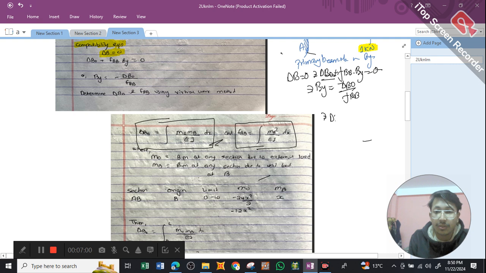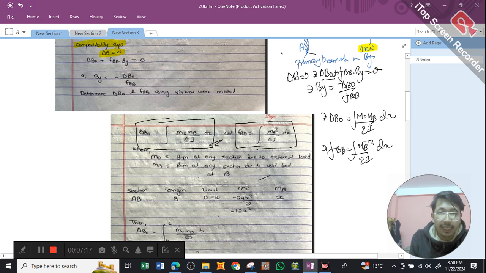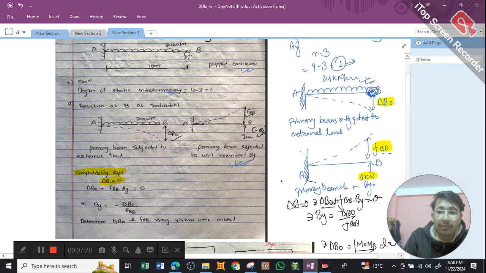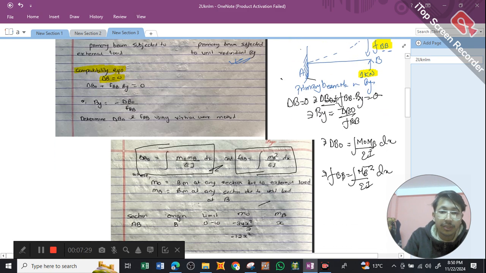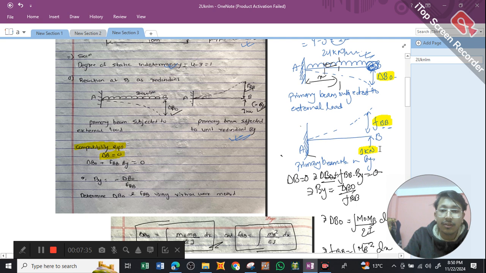This is a really important formula. To remember it, Δ_B0 equals m_0 m_B divided by EI dx, whereas f_BB equals m_B squared divided by EI dx, where m_0 refers to the bending moment at any section due to external load. So m_0 is for this case scenario, the bending moment at any section, let's say at section x, due to the external load of 24 kilonewton per meter in our case, while m_B refers to the bending moment at any section due to unit load at B. This is our case scenario 2. So let's write this as case A and case B of the actual beam.